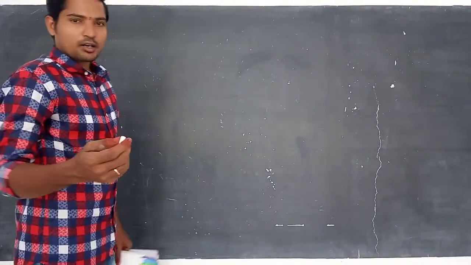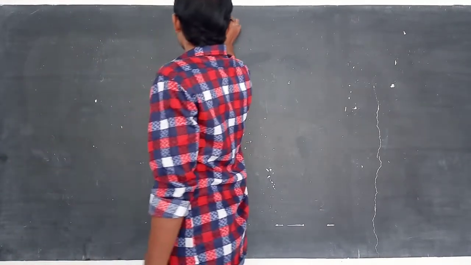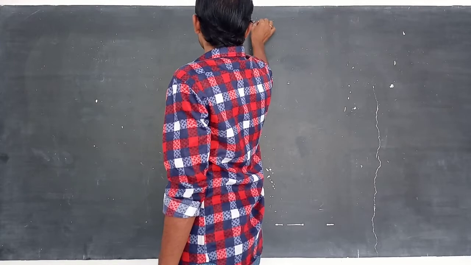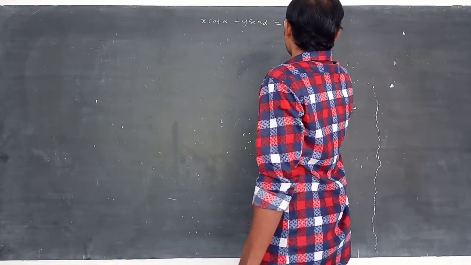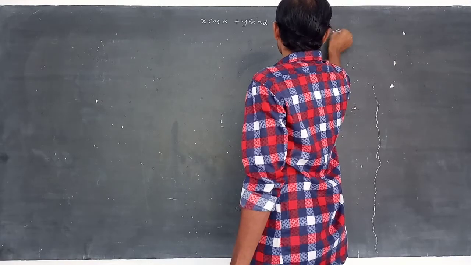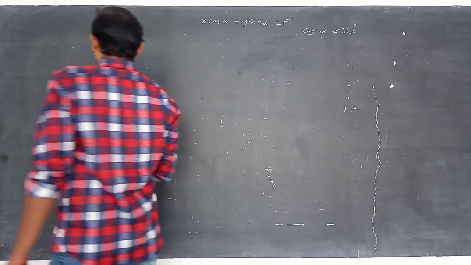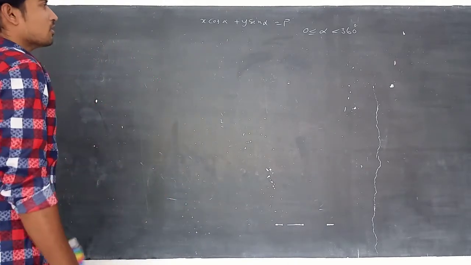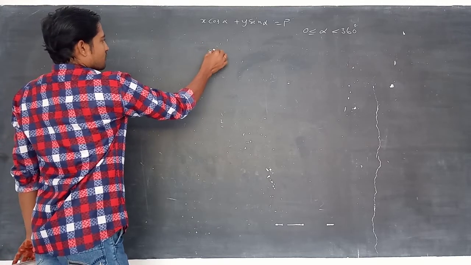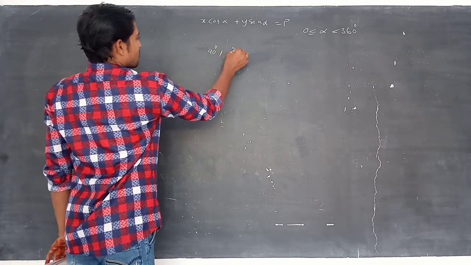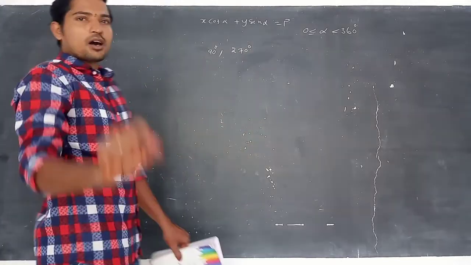Perpendicular form or normal form of a line: x cos alpha plus y sin alpha equal to p, where alpha is in the range 0 less than or equal to alpha less than 360 degrees. But suppose alpha equal to 90 degrees. Here the line is horizontal.